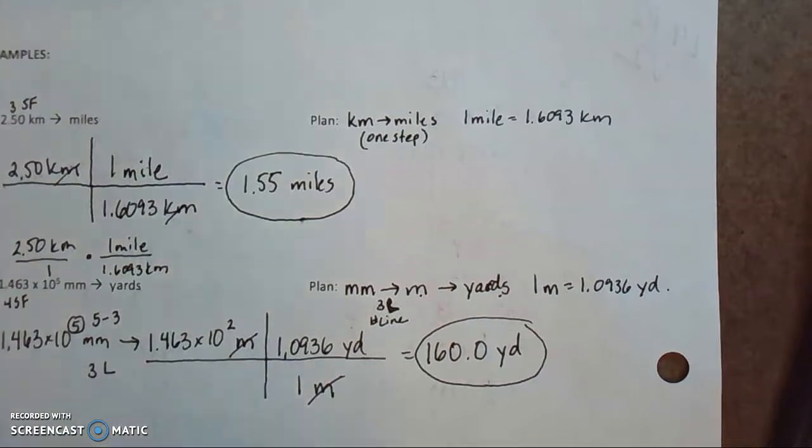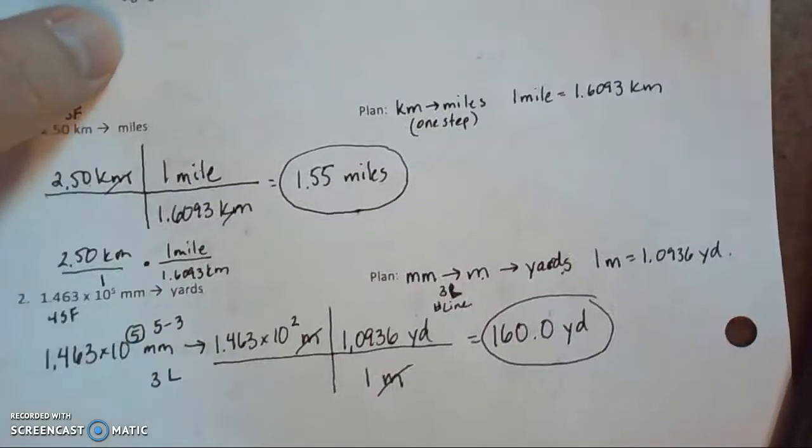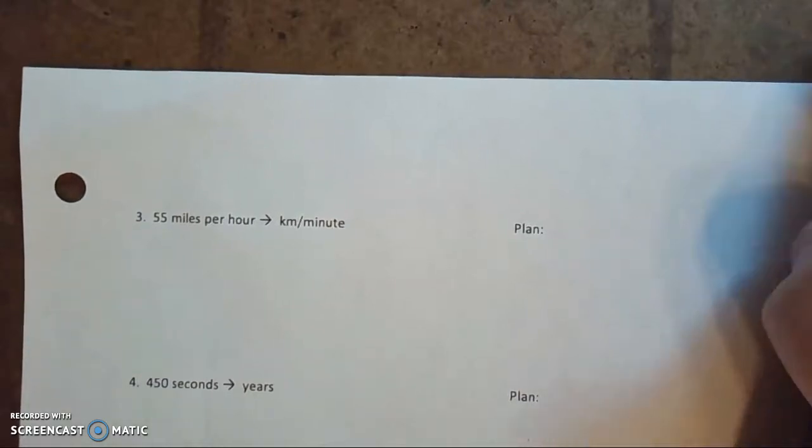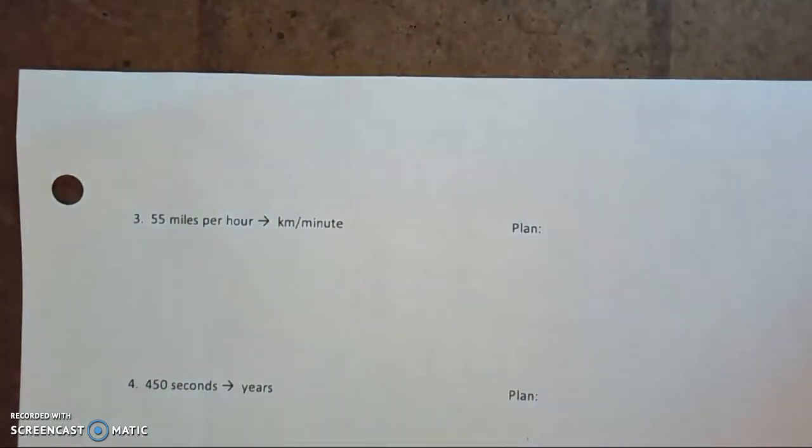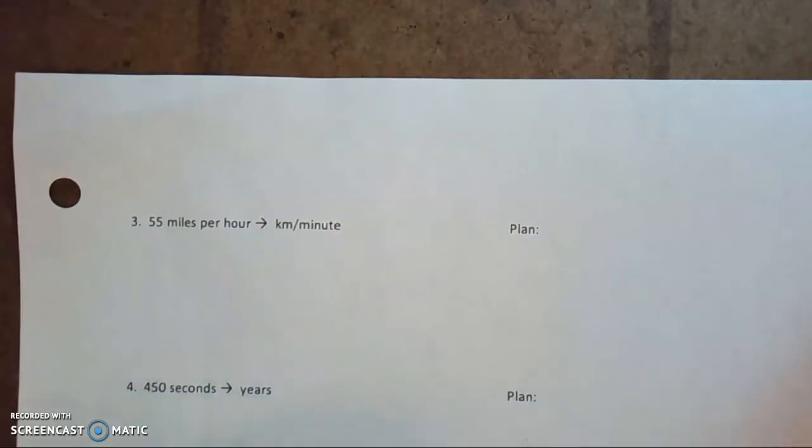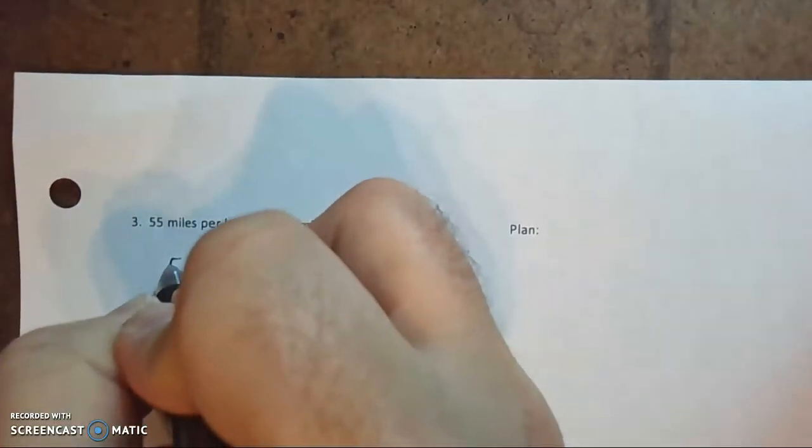Let's look at example number 3 on the next page. This one looks a little bit different. Here we have a double unit. We want to know 55 miles per hour, how many kilometers per minute that is. Well, this one's a little bit more tricky. We have to convert two different things. So we're going to write down what we're given.